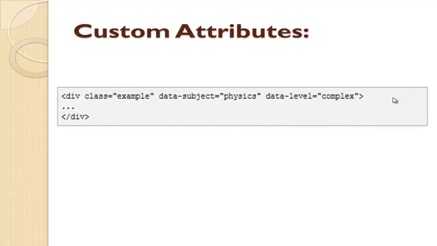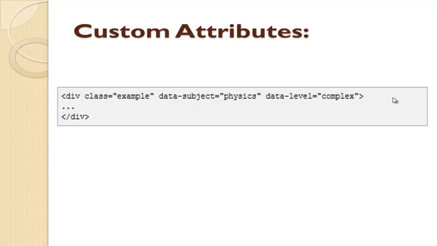Now we come to custom attributes. In the previous table we had one custom attribute which starts with data and then a hyphen. Now we will study it in depth. If we want an attribute to be custom defined, then we can use custom attributes. Like we have a div with class equals example. The class name of this div is example.